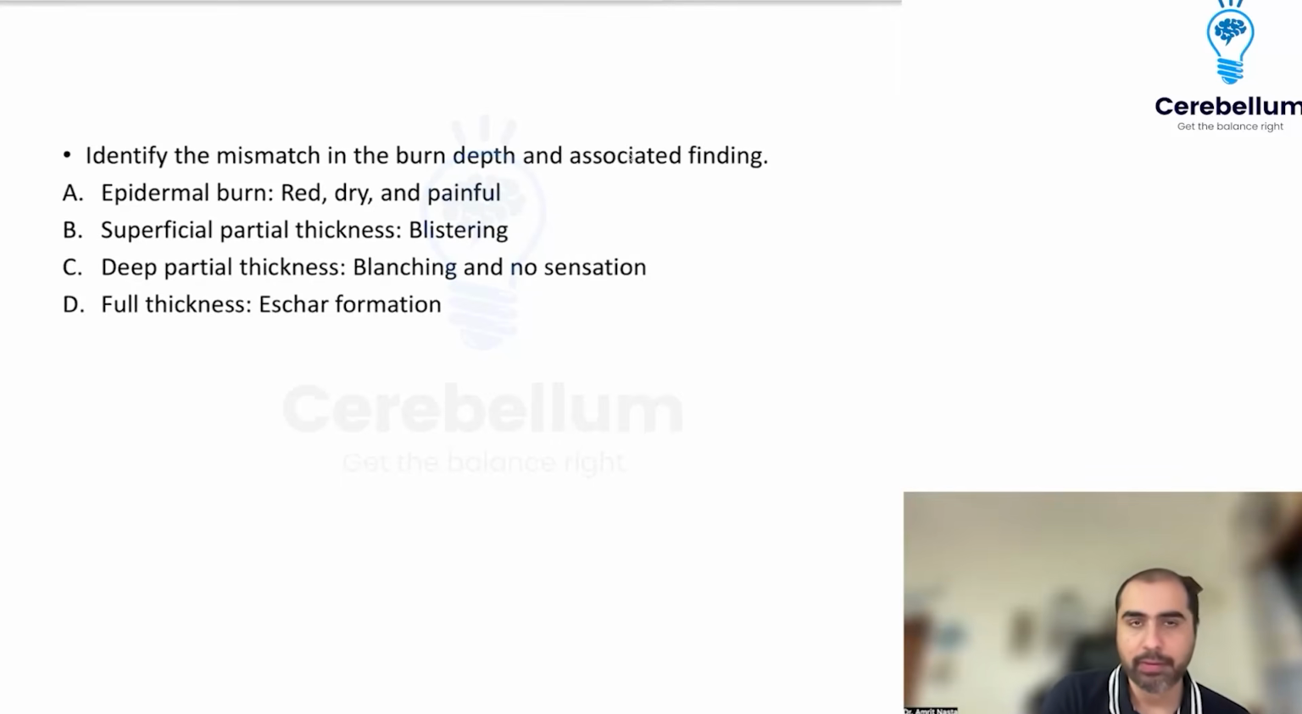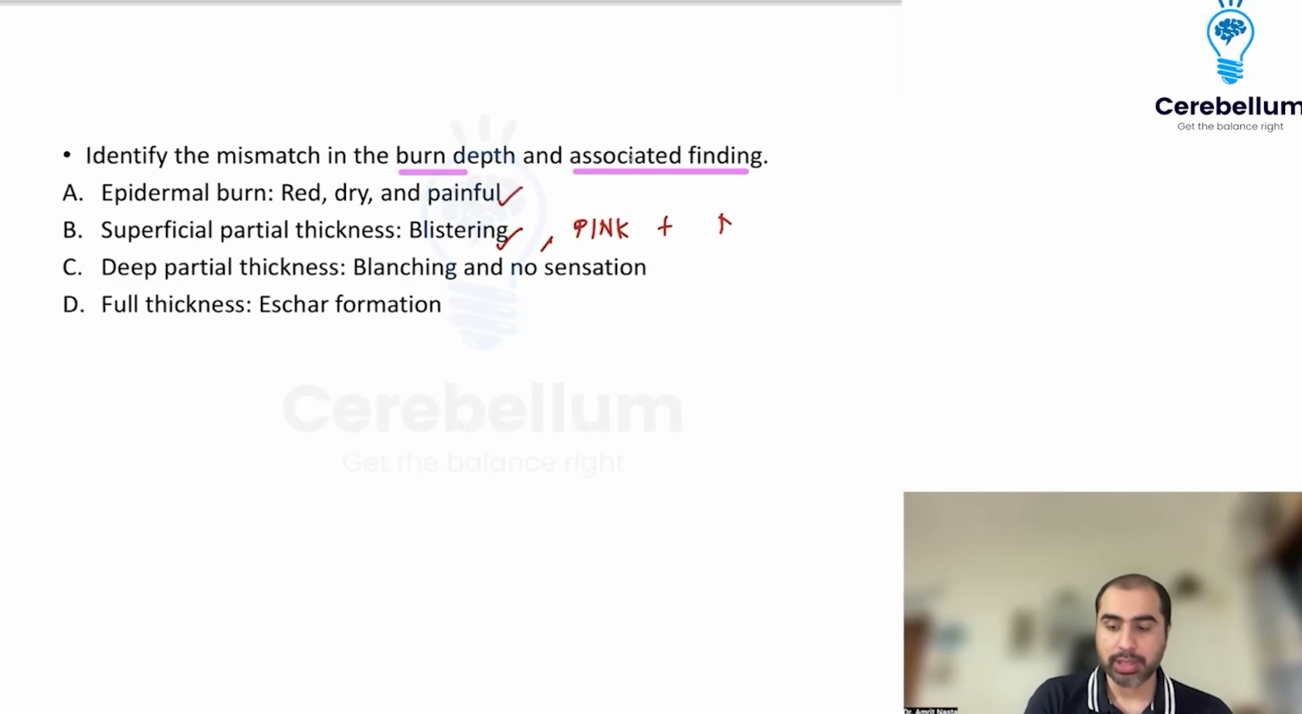One of our favorite topics, mismatch in burn depth and associated appearance. Epidermal burns are red, dry, painful, which is correct. Superficial partial thickness shows blistering, that is correct. They are pink and moist. Remember, pink and moist. Deep partial are non-blanching. They show fixed staining and some deep sensation is present. So option C is wrong. Full thickness will show eschar formation.